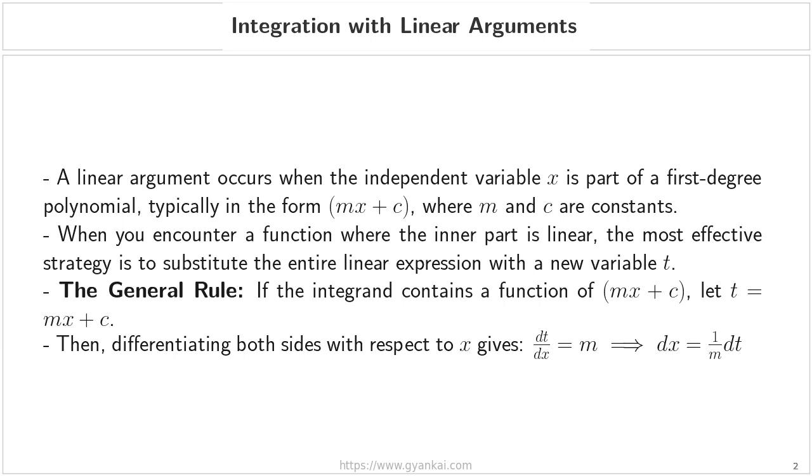Now, this is where a little calculus comes in. To change our variable from x to t, we need to account for how t changes as x changes. So, we differentiate both sides of the equation t = mx + c with respect to x. Differentiating t with respect to x gives us dt/dx = m. In other words, the rate of change of t with respect to x is simply m, but we need dx in terms of dt to actually perform the integration. So, rearranging that equation, we get dx = (1/m) dt.